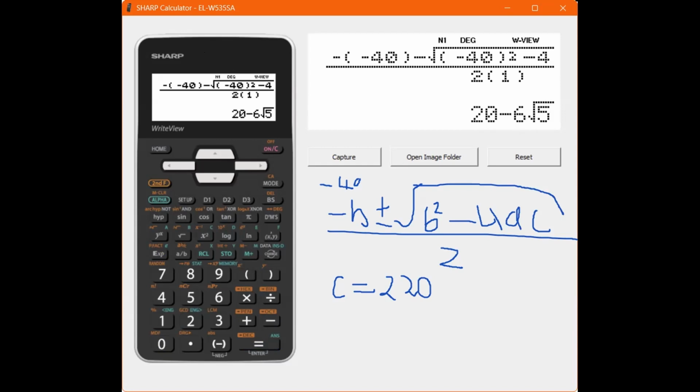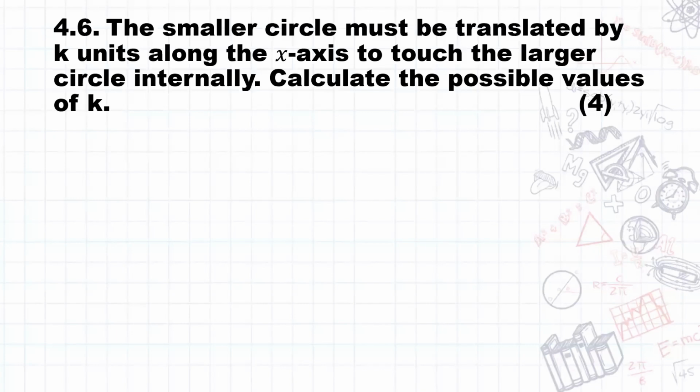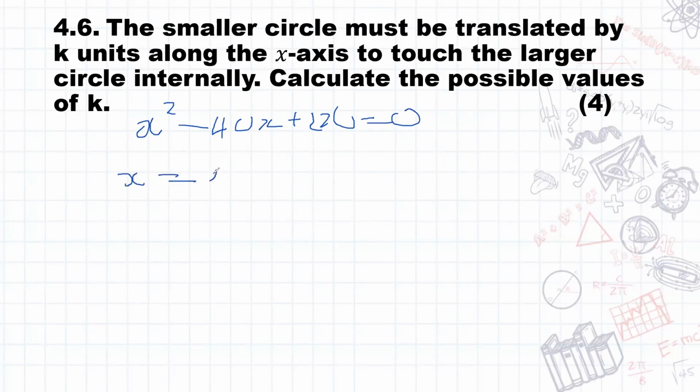Okay, so now that we've done that, let's go back to our question here. And so what we found is, okay, so we had x squared minus 40x plus 220 is equal to 0, right? And we found the two x's. Those x-intercepts are x is equal to 20 plus 6 square root 5, and x is equal to 20 minus 6 square root 5.